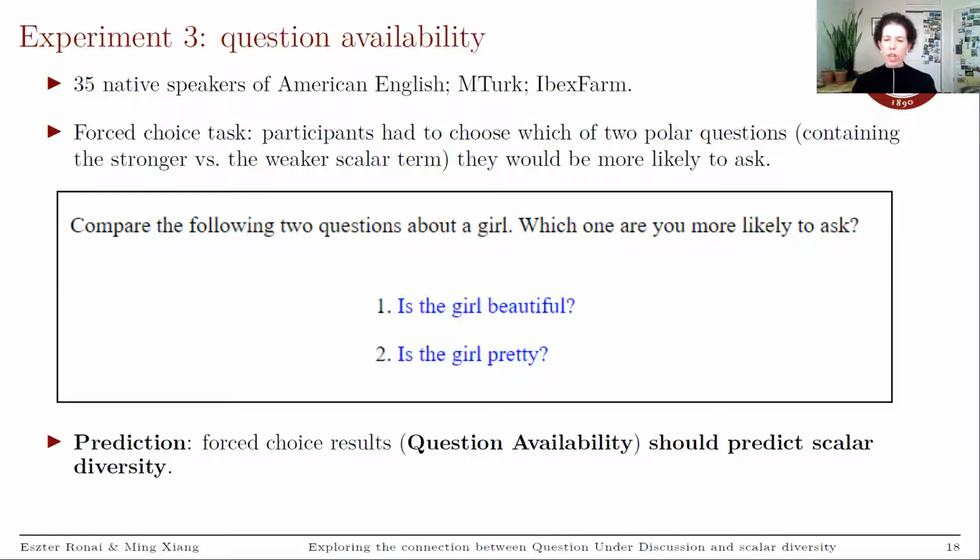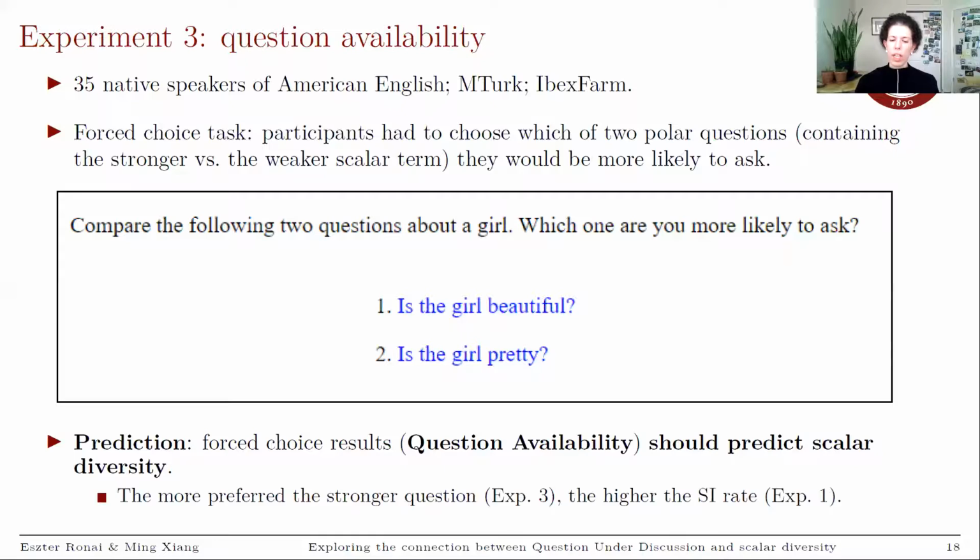And so our prediction here for the third experiment is that the results of this forced choice task, which is what I have been referring to as question availability, should predict scalar diversity from the first experiment. So more specifically, our prediction following from our hypothesis is that the more preferred the stronger question is in experiment 3, the higher the SI rate should be in experiment 1.